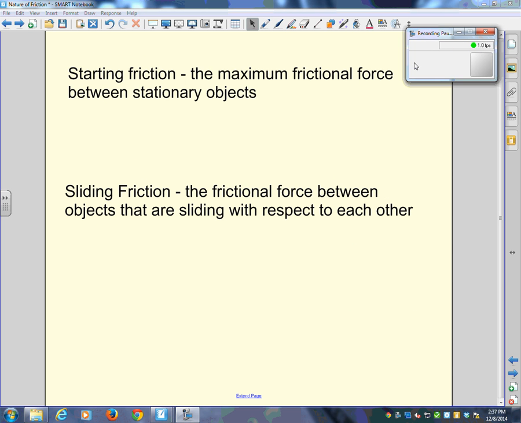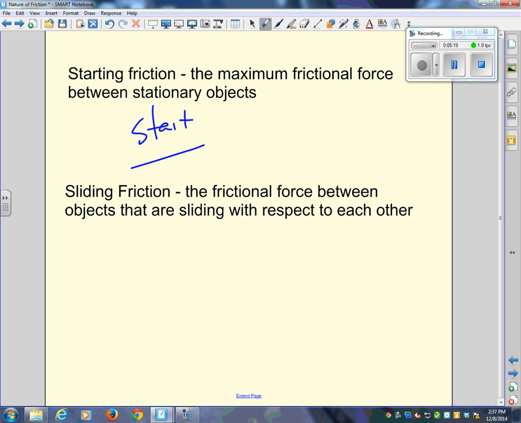Okay, a couple of points here about starting friction and sliding friction. Starting friction simply means how much friction at the start. It's the maximum frictional force between stationary objects. There's always more friction at the start. I don't think they know why. This is not moving. Well, it probably has something to do with inertia.